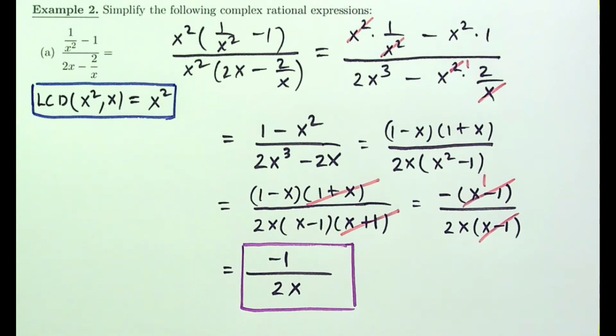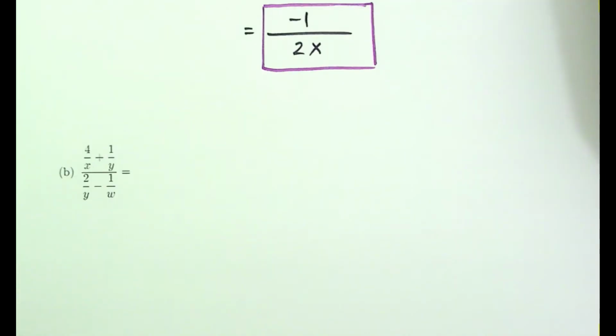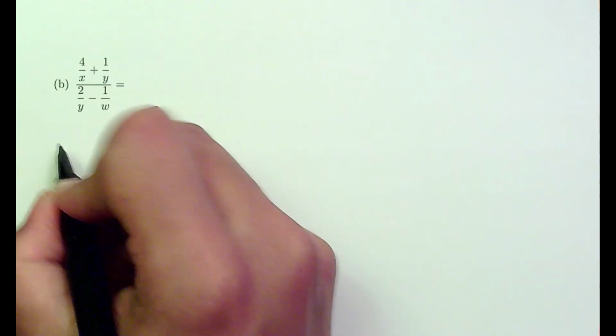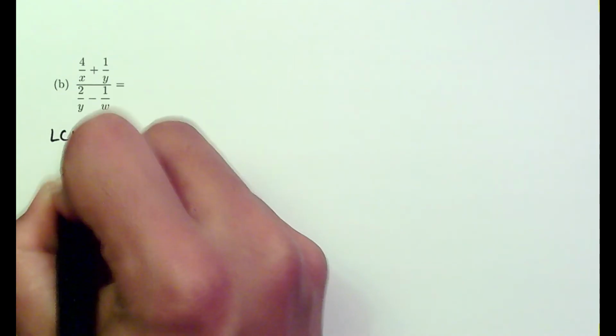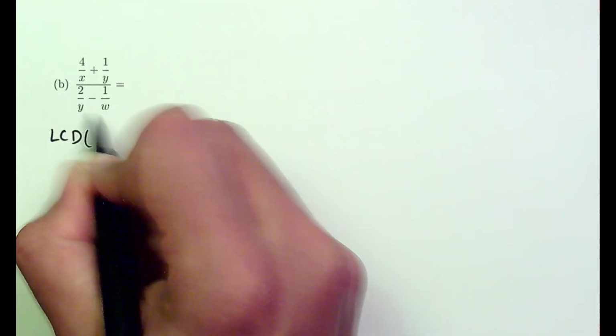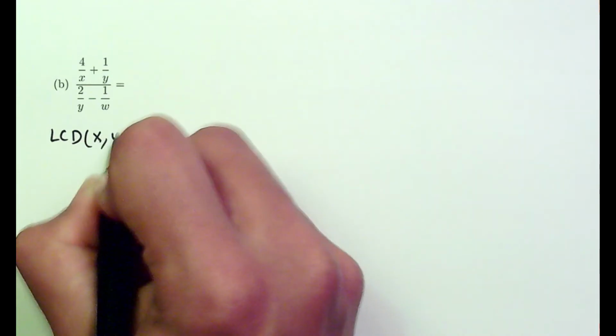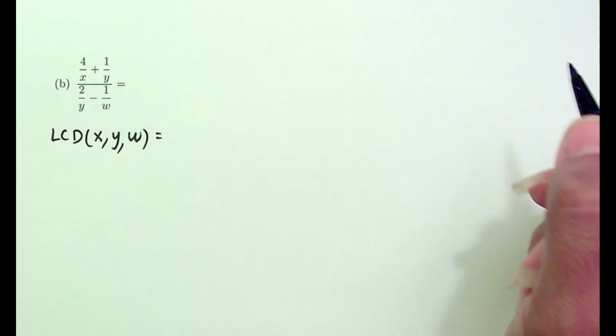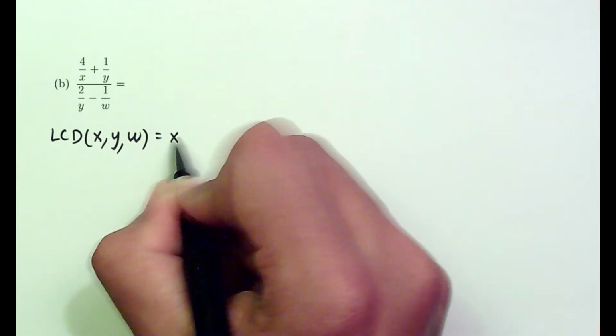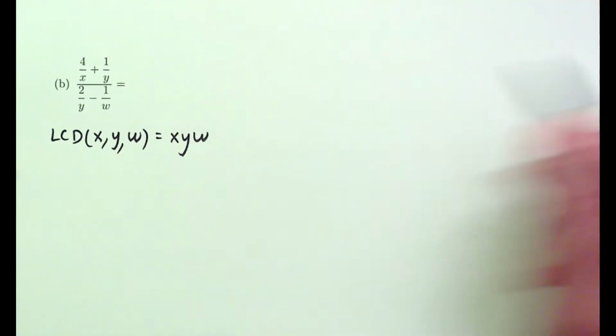Okay, now let's do another one. This one says 4 over x plus 1 over y, all that over quantity 2 over y minus 1 over w. So this one has multiple variables, but it's all still done the same way. Look at all the denominators. The denominators that I see are x, y, and w. So what is the LCD of this? This is just going to be the product of all of them, x, y, w.